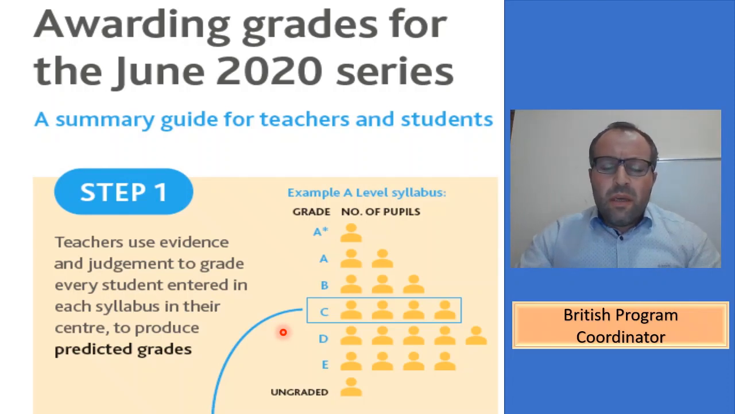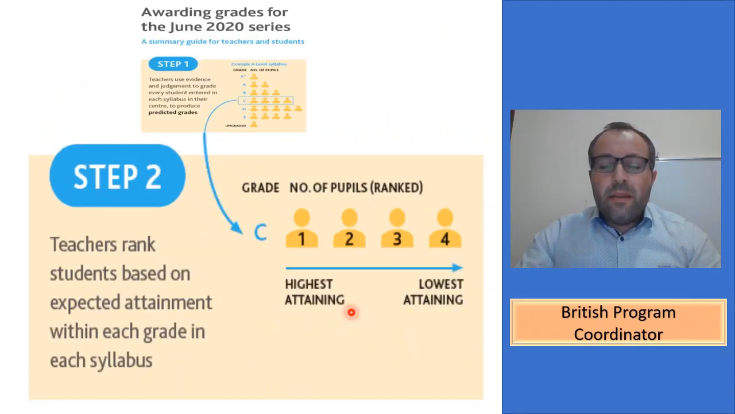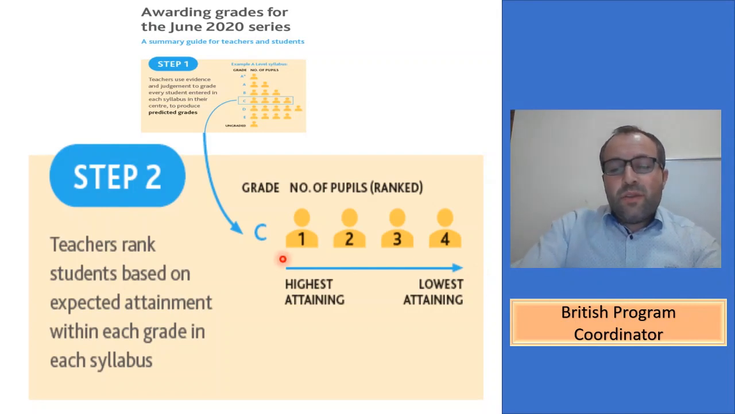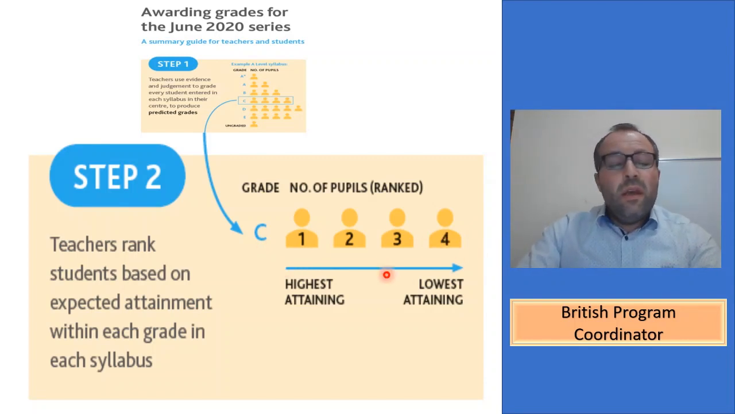After the teacher arranges the students into A, B, C, D, let's take C, where we have, let's say, four students. Even among the students who earned letter C, the teacher will arrange them from the highest attaining to the lowest attaining, the highest achiever in letter C to the lowest scorer. In letter A, the same thing. In A star, the same thing. In all the letter grades, we have ranking. So the teachers rank students based on expected attainment within each grade in each syllabus.